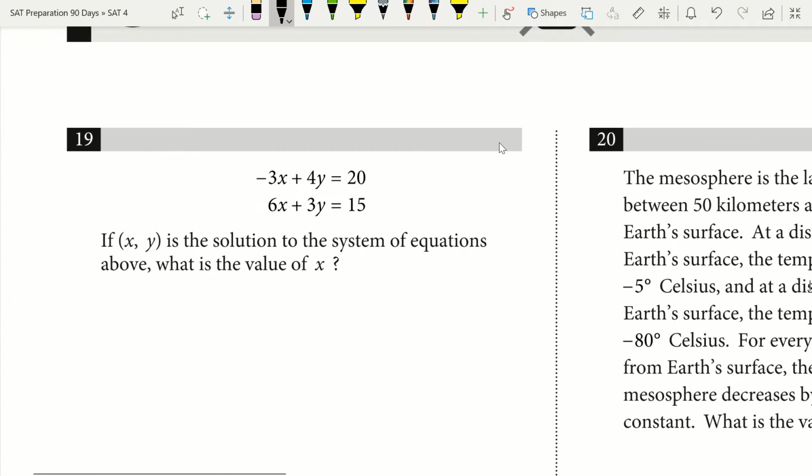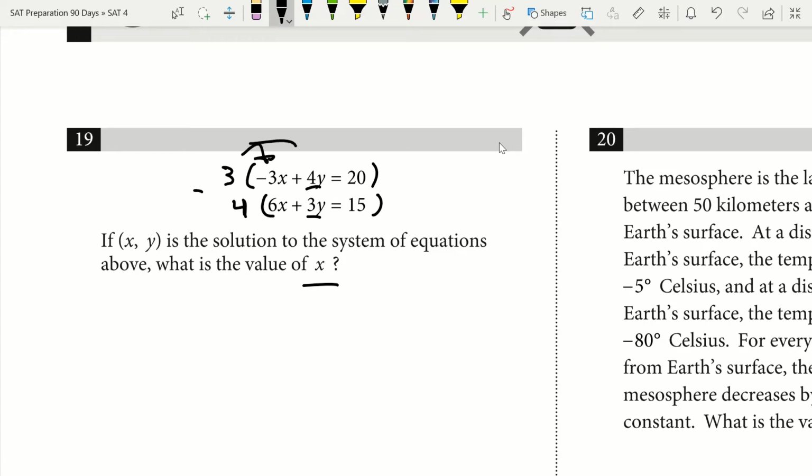Okay, so now I've got: if (x, y) is the solution to the system of equations above, what's the value of x? Well, I see a stacked equation, so I'm just going to look to get rid of y by adding or subtracting. I see I got 4y, I see I got 3y. The lowest common multiple is going to be 12. So I multiply my top one by 3, multiply my bottom one by 4, then I'm going to have to subtract them to get rid of my y's, since they're both going to be positive. So keep in mind that I'm going to have to subtract.